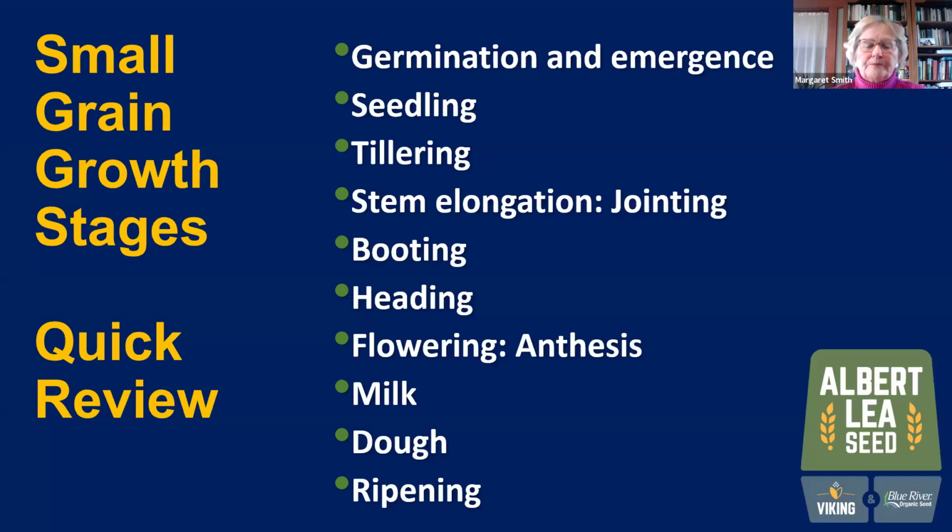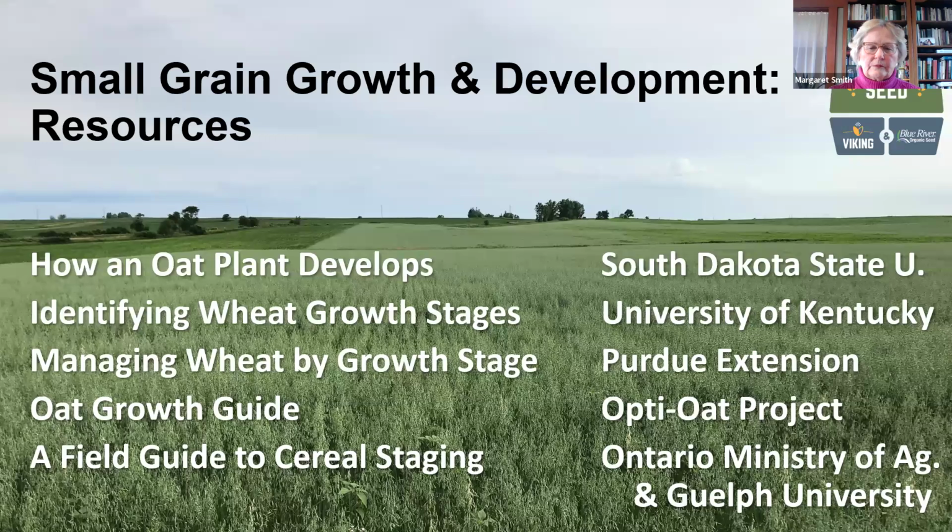Just a quick review of the growth stages. Again, I think you're familiar with them already, but the one that is so different for small grains compared to corn and soybeans is that tillering stage. And such a big determiner of yield. We've got to have heads to get yield. Just some resources here, and I can leave these on the screen, if you want to look any further, or certainly you can email me if you have any further questions, or we can take questions now.